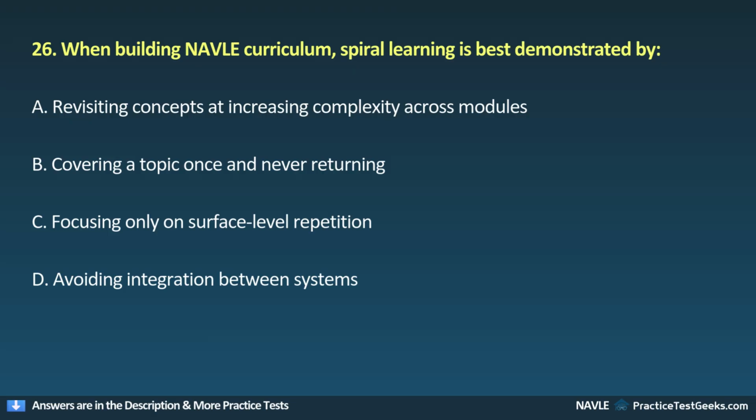26. When building NAVLE curriculum, spiral learning is best demonstrated by A. Revisiting concepts at increasing complexity across modules. B. Covering a topic once and never returning. C. Focusing only on surface-level repetition. D. Avoiding integration between systems.